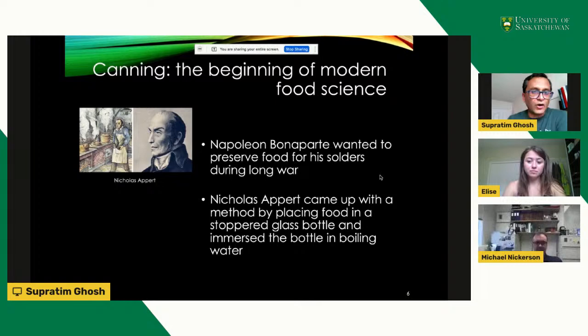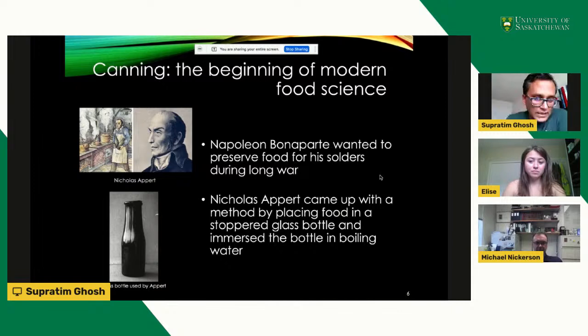So this is one of the glass bottles used by Appert. That's the beginning of canning. And obviously things have changed a lot since then. Now you can buy canned food without the need for refrigeration, open it whenever you want, and cook it like fresh food. So it's a remarkable change that happened from 1800 till today.